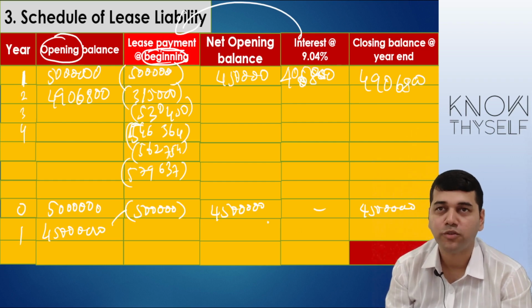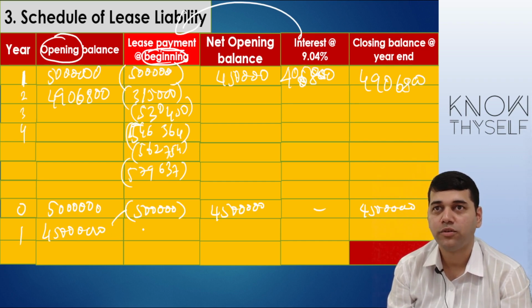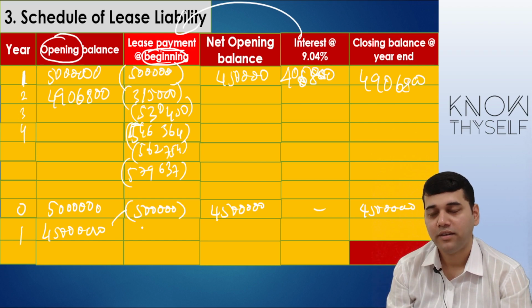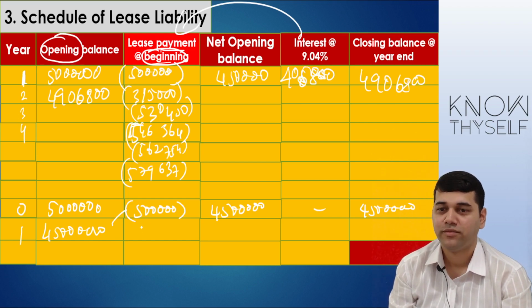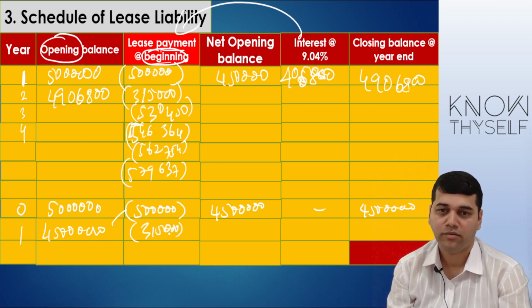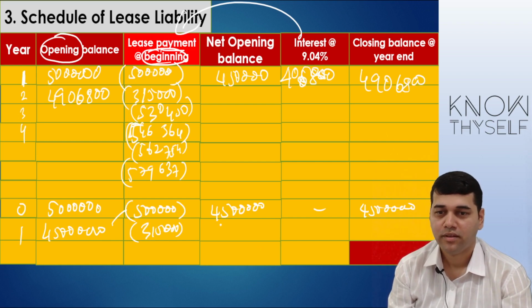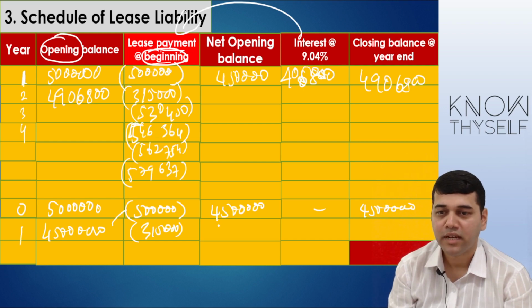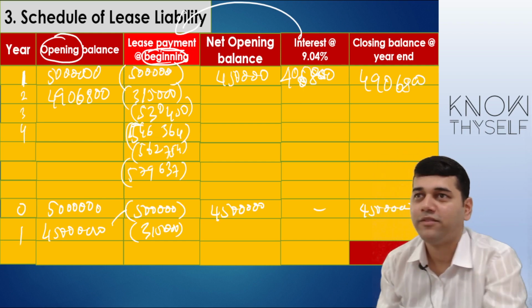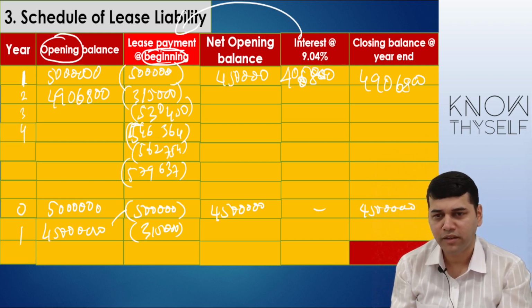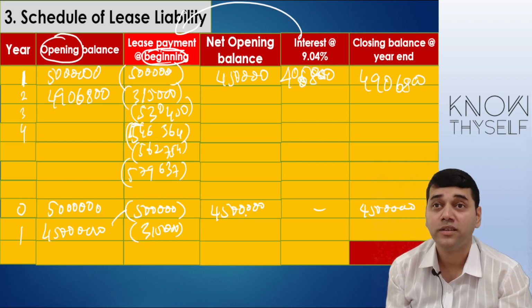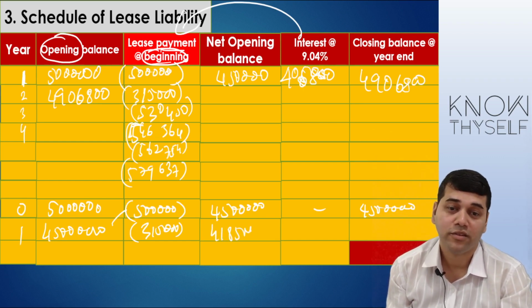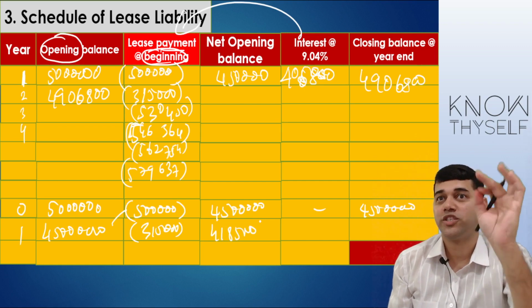Tell me, what is the value I should put? Okay, 45 lakhs, at the end of the first year. Now what should I put? First and the second year. Okay, now tell me what is the cash flow? 3 lakh 15, okay. Now, net opening. How much is net opening? 45 lakhs minus 3 lakh 15. How much? 41 lakh 85,000. Now comes the question of the day.